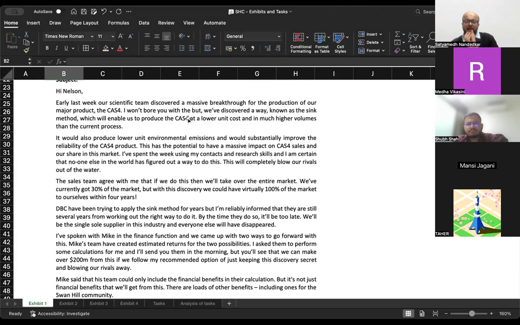Early last week, our team discovered a massive breakthrough for production of our major product. I won't bore you with that, but we have discovered a way known as the sync method, which will enable us to produce Cas4 at a lower unit cost and in higher volumes. Anything about secrecy here? No. It would also produce lower unit environmental emissions and would substantially improve the reliability of the Cas4 product. This has the potential to have a massive impact on Cas4 sales and our share in the market.